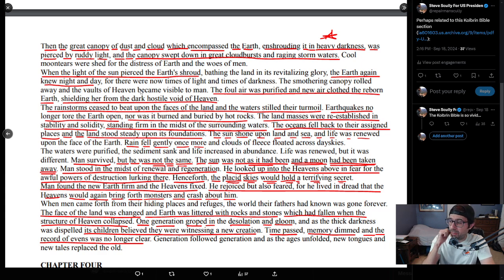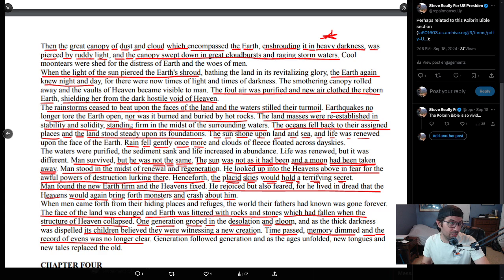Basically the ethereal cosmic energies around the earth got through the atmosphere and reached the earth in a way that temporarily cold was present. The rainstorms ceased to beat upon the face of the land, and the waters stilled their turmoil. Earthquakes no longer tore the earth open, nor was it burned and buried by hot rocks. Land masses were re-established in stability and solidity.